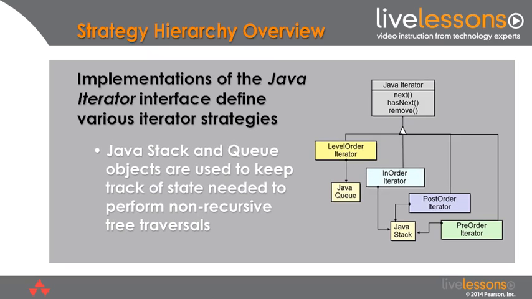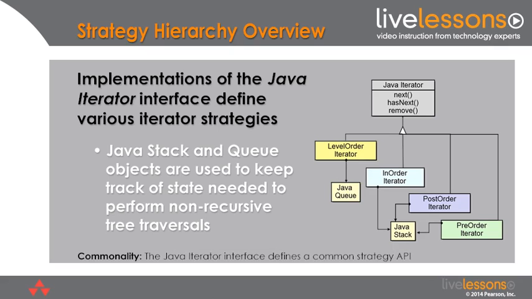And then we'll also define in the implementation of these different strategies the implementation details we need to make them do the appropriate behavior. For example, for the level order iterator, we'll use a Java queue. For the other types of iterators, we'll use a Java stack. And these will all be used to perform non-recursive tree traversals in an iterative way. From a commonality and variability point of view, the Java Iterator interface defines a common strategy API, and the implementations of this interface are the variability portion. They're able to define concrete strategies that behave in different ways, yet all conform to the common interface that was defined by the Java Iterator.